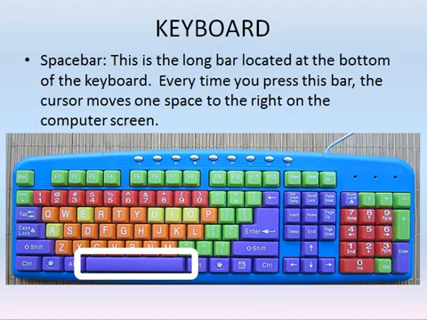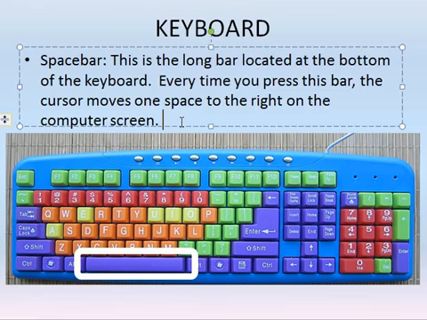Then there is a space bar. If you press this particular bar, the cursor, the highlighted one, the blinking mark on the screen, is called a cursor. So when we press the space bar, this cursor moves one step to the right like this.